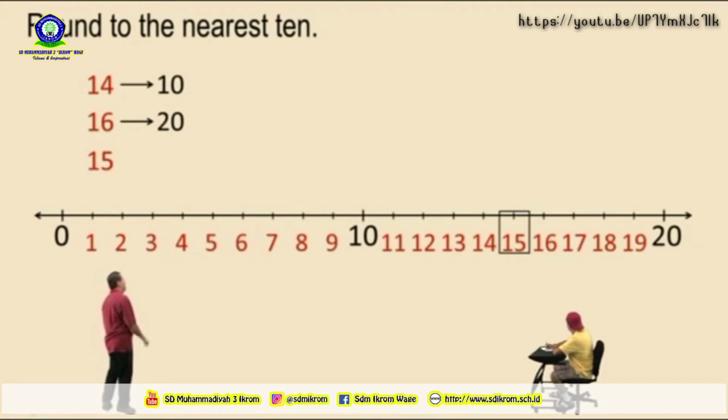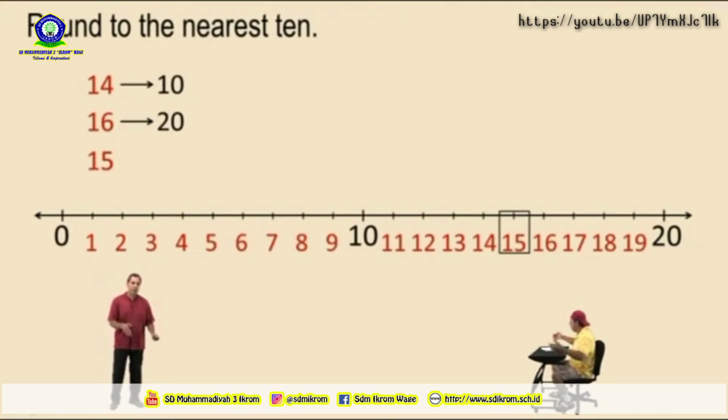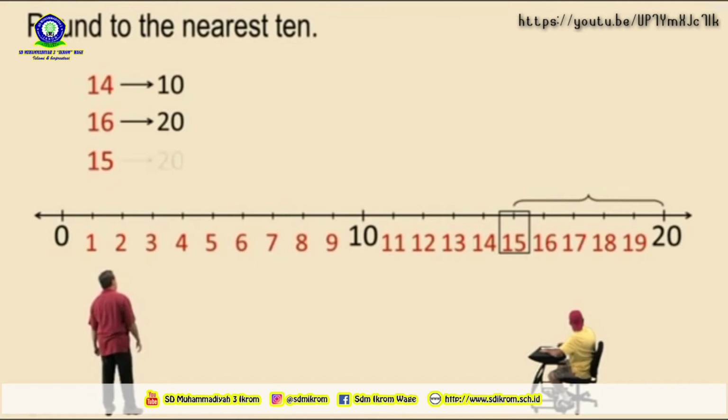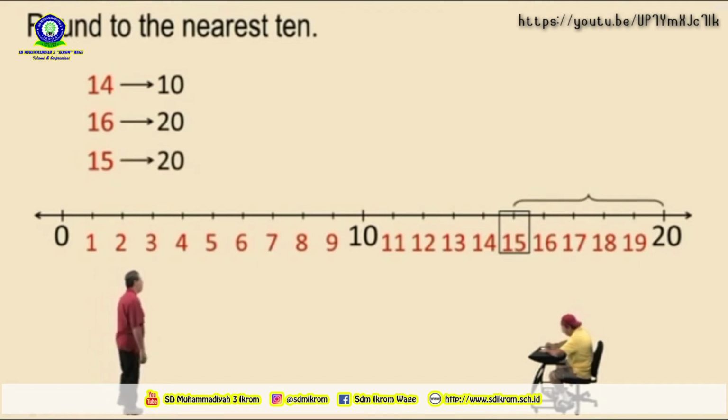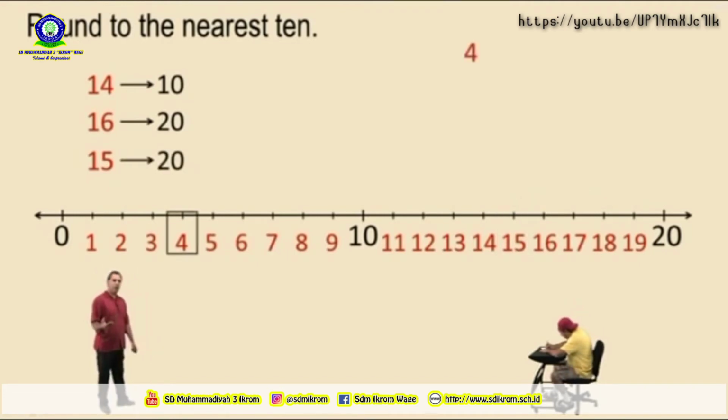Now what about the number 15? 15 is right in the middle of 10 and 20. In this class, when we are right in the middle, we round up. That means we go to the right on the number line. So 15 rounds to 20. That's the nearest 10.